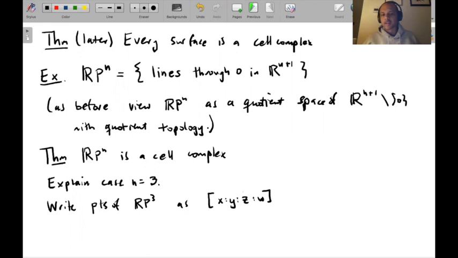So this denotes the line through the point with coordinates x, y, z, w, and x, y, z, w is some non-zero vector, so not all of these are 0. And we understand that if I multiply all the coordinates by some constant, then this gives the same line. Okay, so this is how we think of points in this projective space.